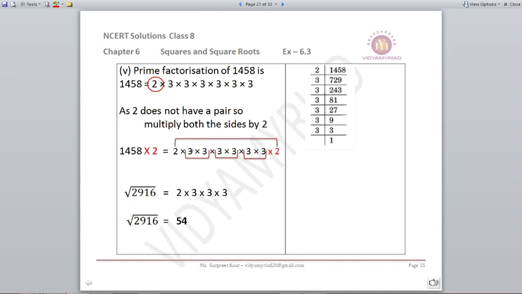Next number is 1458. Here we can see that 2 is alone and all the 3's, they are having a pair with one another. So I am going to multiply 1458 with 2 and my right hand side also with 2 to make a complete pair. So 1458 into 2 gives me 2916. So square root of 2916 means 2 into 3 into 3 into 3, which is 54.